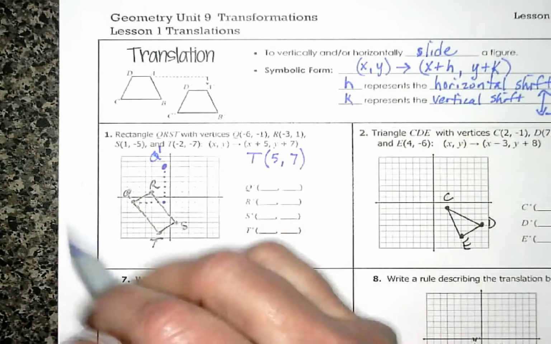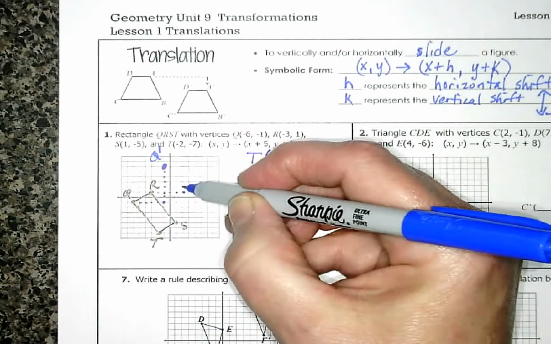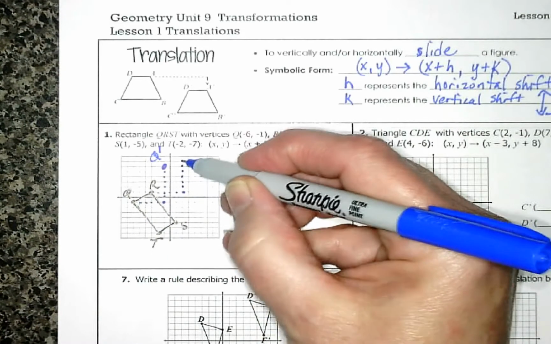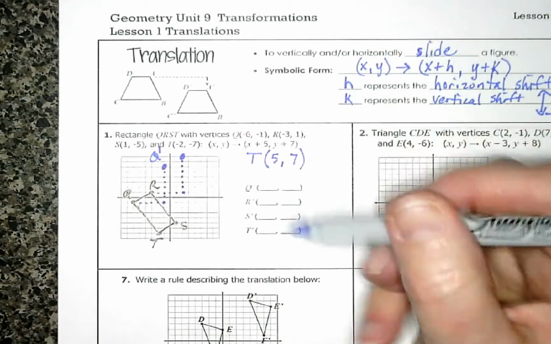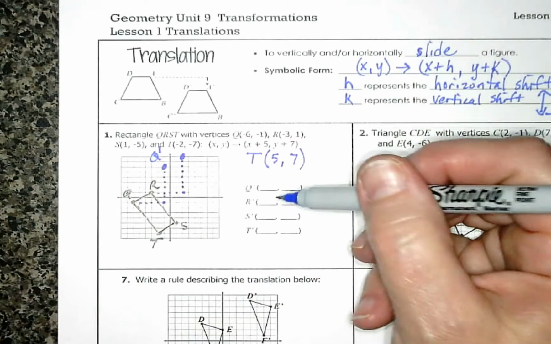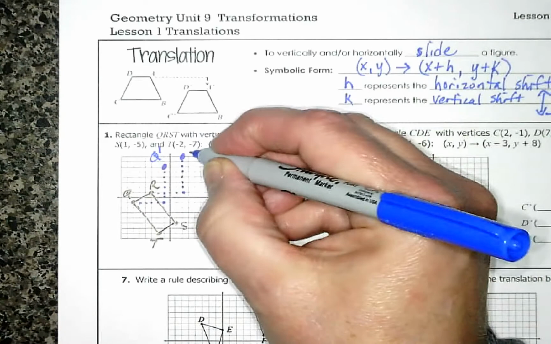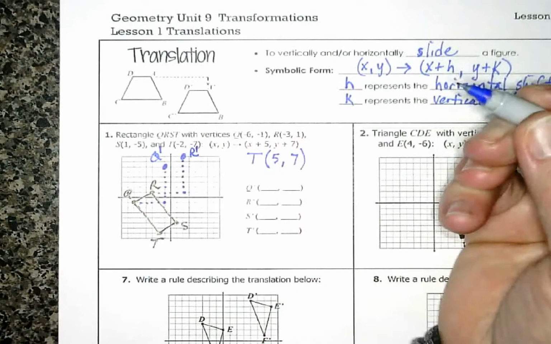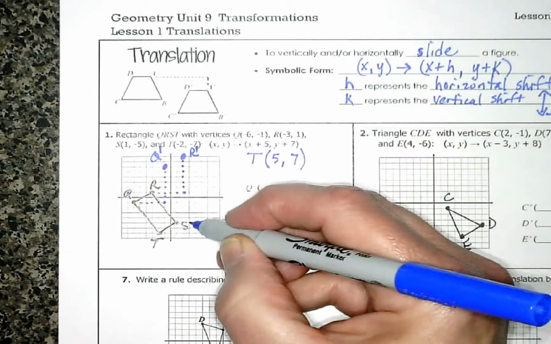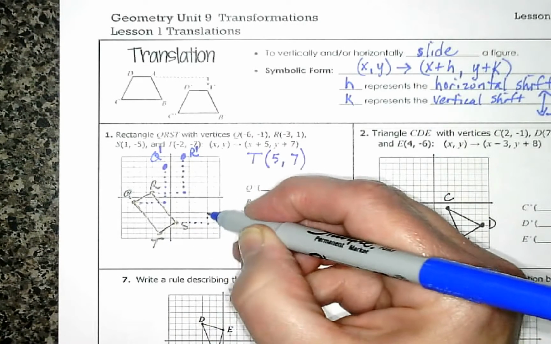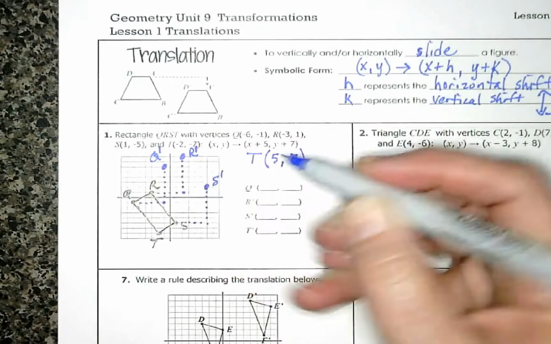Okay, we do that same thing for R. I'm going to go 1, 2, 3, 4, 5, 1, 2, 3, 4, 5, 6, 7. Now you don't have to put those dots on there, but I just want to show you how you can count those out. So that was R that we translated 5, 7. So that is my R prime. Okay, do the same thing with S. Okay, there's my new S and T.